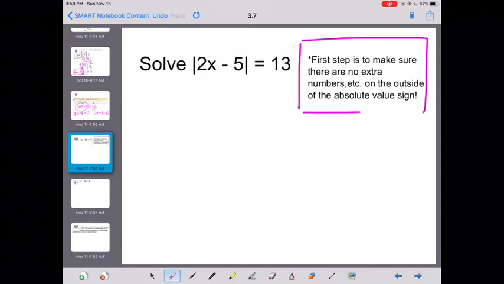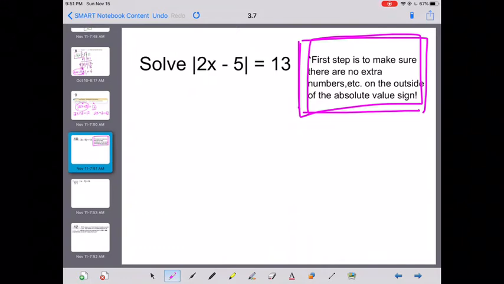All right, so we're going to practice that concept with this first equation here. The absolute value of 2x minus 5 is equal to 13. Very important: the box here says the first step is to make sure there are no extra numbers on the outside of the absolute value sign. So nothing being added on, subtracted off, multiplied, divided. In this case, there isn't anything, so we don't have to worry about it, but make sure that's always the first thing you check for.